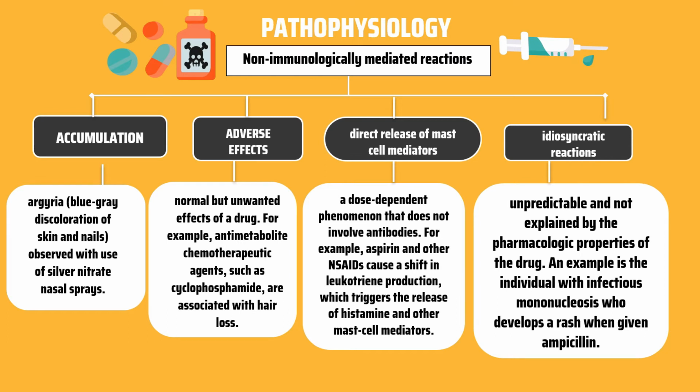The direct release of mast cell mediators is a dose-dependent phenomenon that does not involve antibodies. For example, aspirin and other NSAIDs cause a shift in leukotriene production, which triggers the release of histamine and other mast cell mediators. The idiosyncratic reactions are unpredictable and not explained by the pharmacologic properties of the drug. An example is the individual with infectious mononucleosis who develops a rash when given ampicillin.